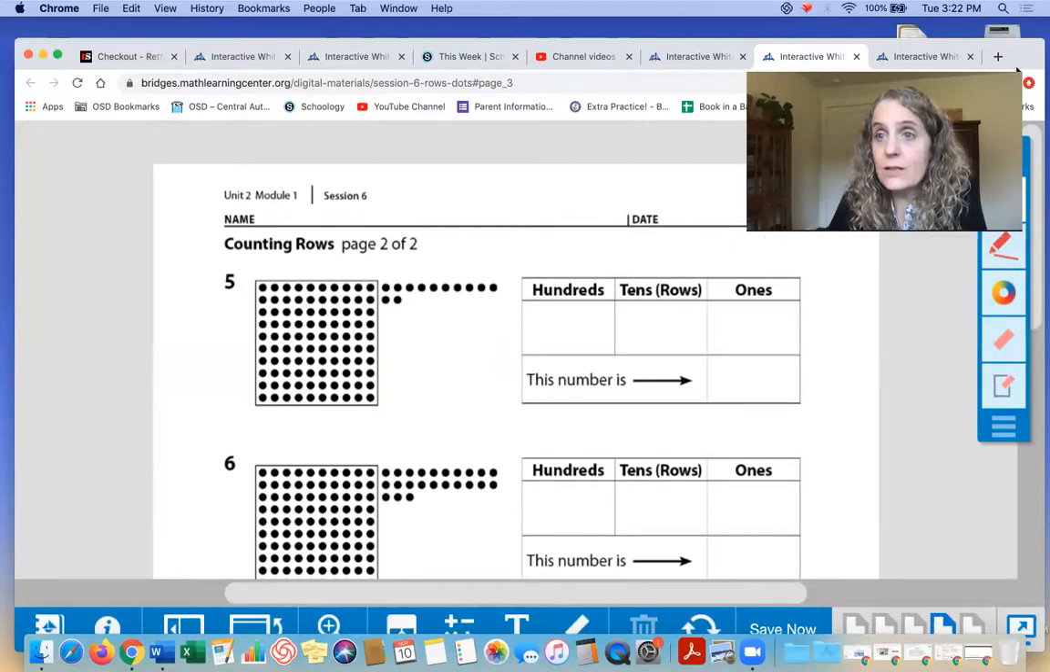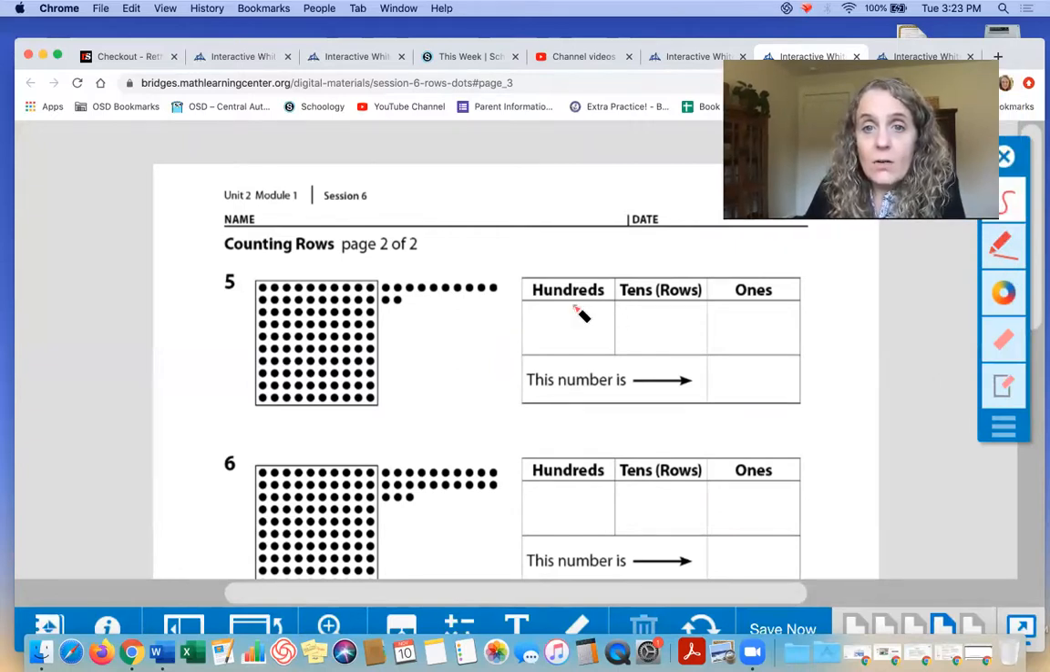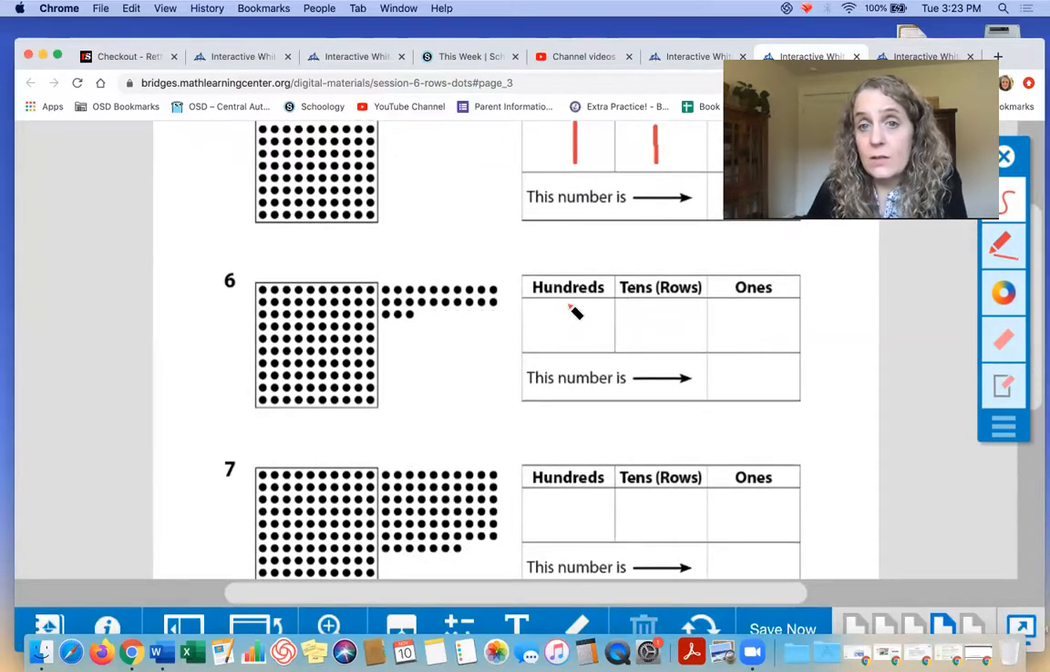Now we have hundreds. Okay, so we have 100. How many complete rows do we have? 1 complete row of 10, and then we have 2 ones. So it's 100, 10, 11, 12. 100 and 12. Okay, how many hundreds? 1. How many complete rows of 10? 2. How many ones? 3. For a total of 100, 10, 20, 21, 22, 23. 100 and 23. There we go.